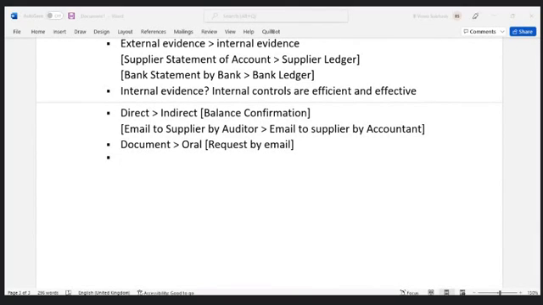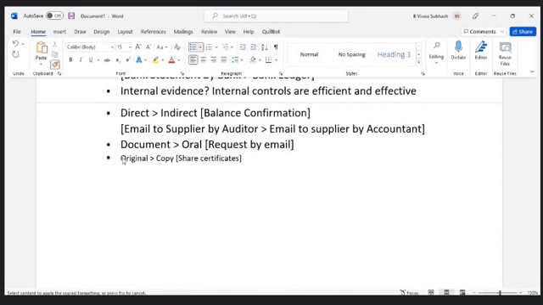And finally, original is always better than copy. I have seen this particularly in the case of share certificates. Share certificates, mostly when you request them, they say it is an internal, secret document and they will not show it.